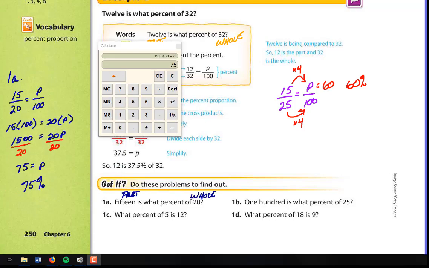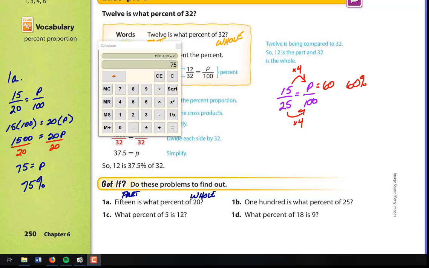All right, let's take a look at the first one at 1A. So 15 is what percent of 20? 15 was the part, 20 was the whole. And here's my work. 15 to 20 equals P to 100. I multiplied 15 times 100, and I multiplied 20 times P. That gave me 1500 equals 20P. 20 is the coefficient. We always divide by the coefficient. Here's my work. 1500 divided by 20, 75%.